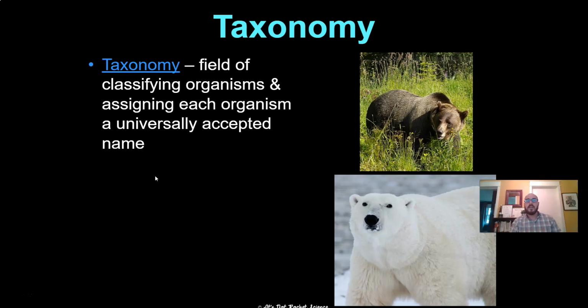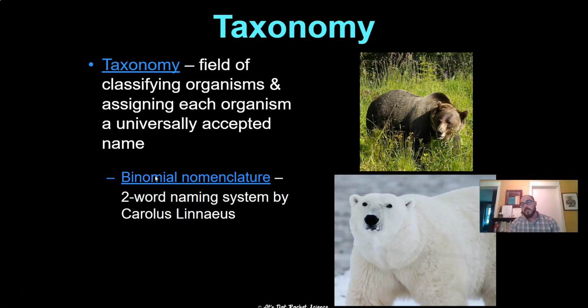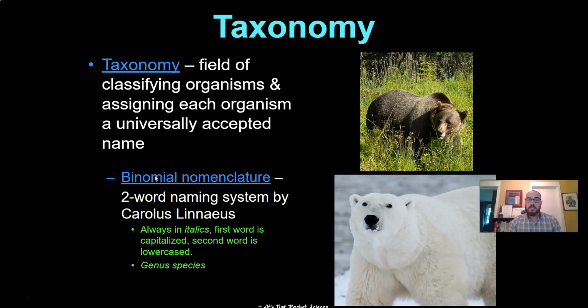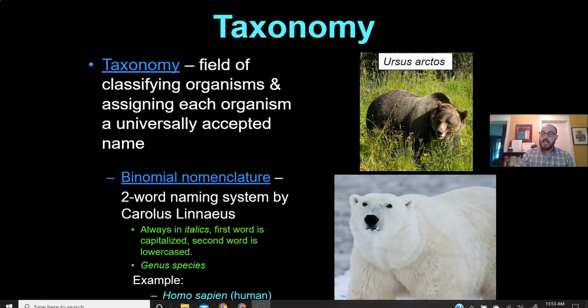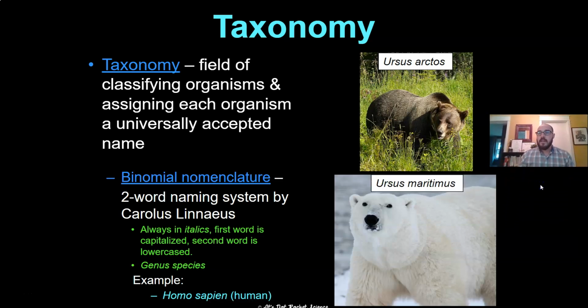So this is how we classify organisms and assign each organism to its group, and we give them these universally accepted names. Once again, that goes back to the binomial nomenclature. That was that two-word naming system from Carolus Linnaeus. It's always going to be italicized. The first word is always capitalized, and the second word is always going to be lowercase. So that's our genus species. Examples: Homo sapiens, or this example I have here is Ursus arctos and Ursus maritimus. And this is going to be the grizzly bear and the polar bear.